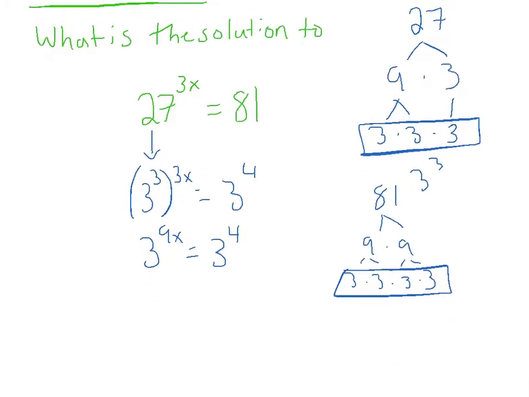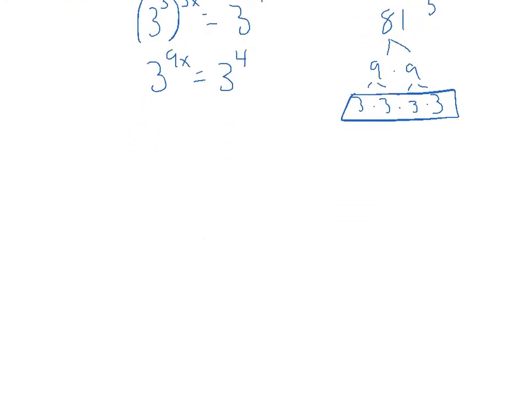And if you notice now we have the same bases raised to an exponent. And again, once we have the same base, we can say that the exponents must equal each other. So we can say that 9x is equal to 4. And we can divide both sides by 9 now. And we'll get x is equal to 4/9.